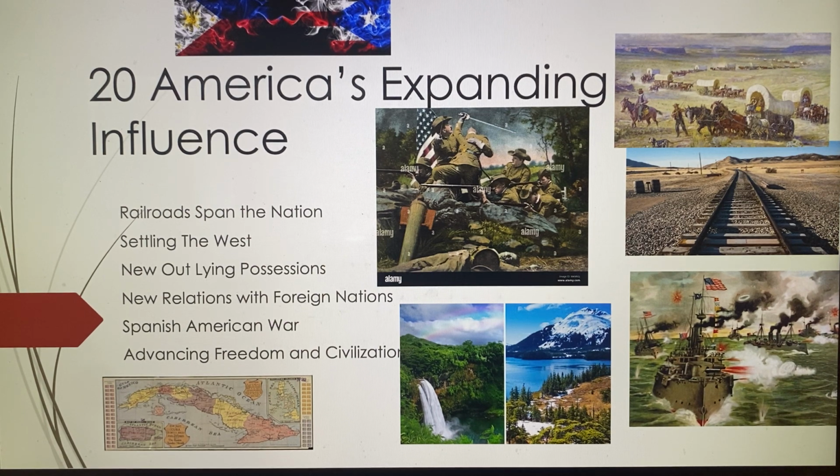So this video is mainly going to be talking about the railroads. But here you see some pictures of the railroads and the expanding West as settlers moved west. We're going to be going into advance in freedom and civilization, onto the Spanish-American War, 1898 to 1899, a very quick war that you probably don't know too much about. And we're going to talk about these in the next few videos. So let's begin.